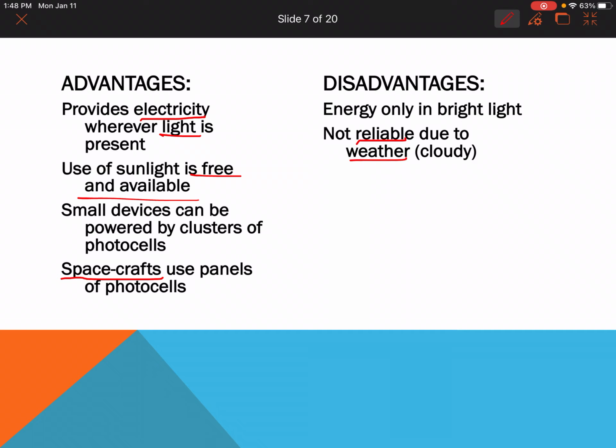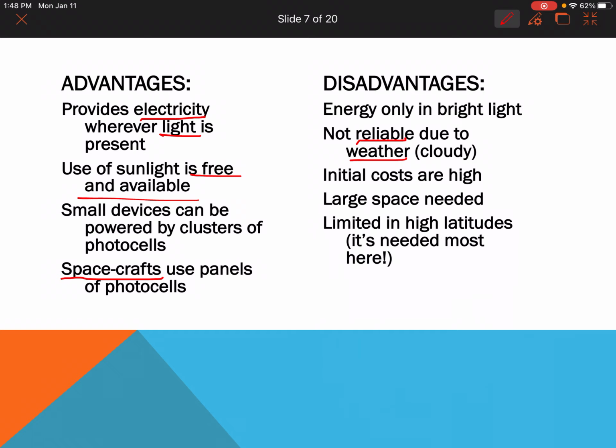So for example, if it's cloudy, you're kind of in trouble, right? You're not going to be able to harness a whole lot of electricity. Now, the initial costs are also high for that, and a large space is needed. So sometimes you see them in fields, big long rows of solar panels.